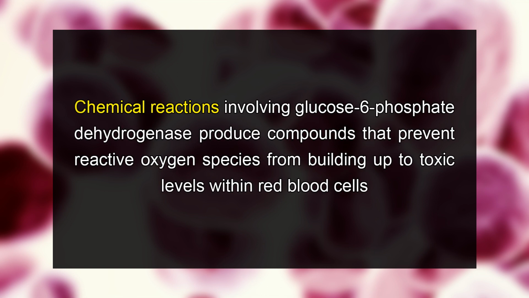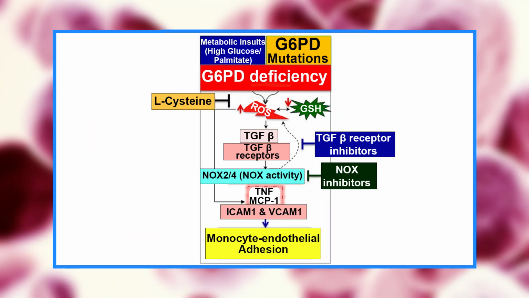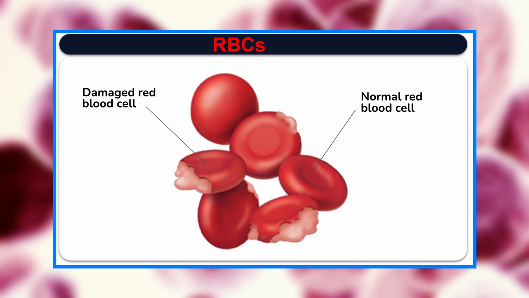Chemical reactions involving glucose 6-phosphate dehydrogenase produce compounds that prevent reactive oxygen species from building up to toxic levels within red blood cells. If a reduction in the amount of glucose 6-phosphate dehydrogenase or an alteration of its structure occurs due to mutations of the G6PD gene, the enzyme loses its protective role and leads to the accumulation of reactive oxygen species and thus damage of red blood cells. As a result, reactive oxygen species can accumulate and damage red blood cells.